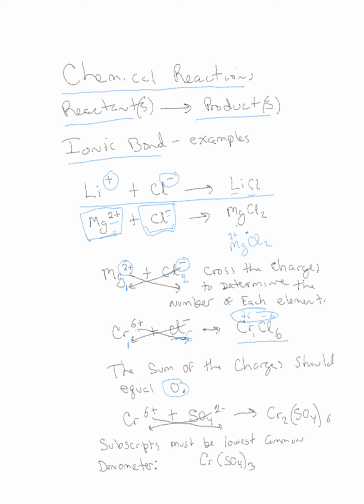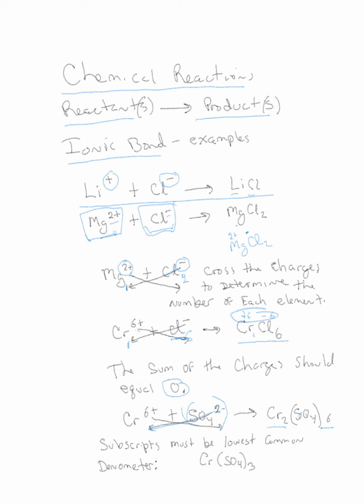All right. Now, how about if we have Cr 6+ and the sulfate SO4 2-. So this is a polyatomic ion. I'm going to treat this as a group. So when I figure it out, the SO4 is going to stay together. The charge is going to cross, and what I'm going to end with is Cr2(SO4)6. In other words, this is saying there's 6 SO4s and 2 Crs.